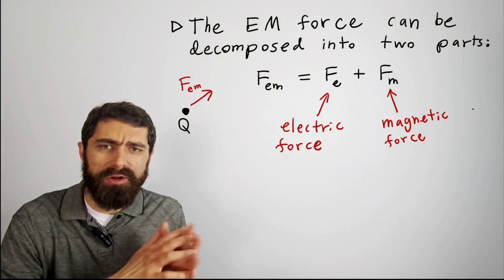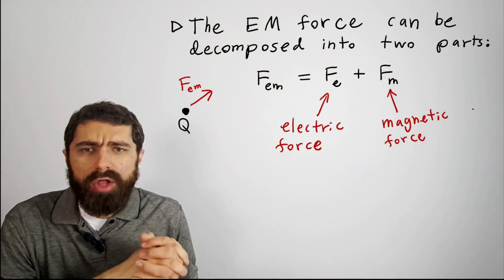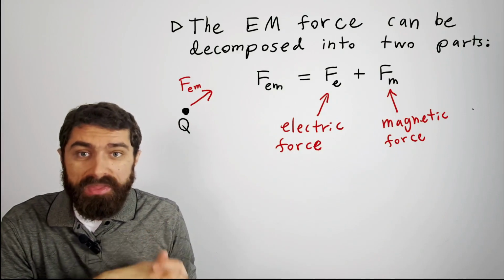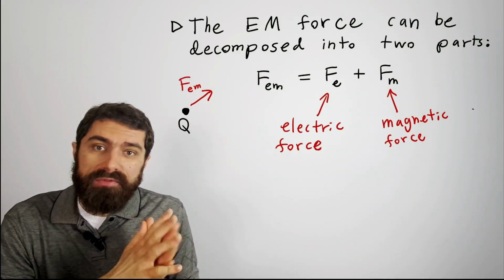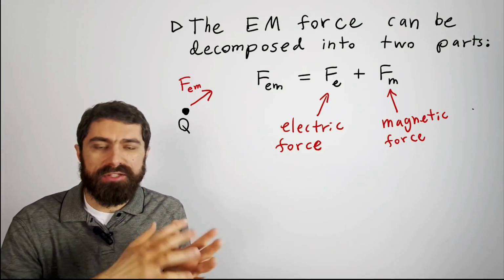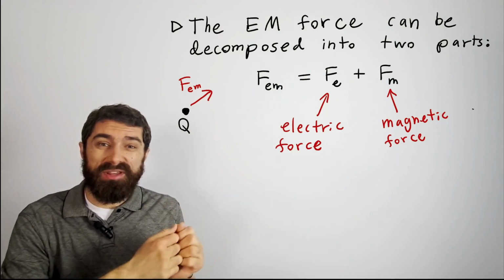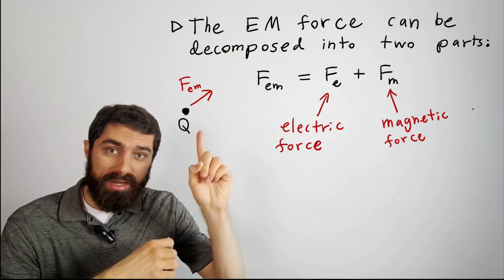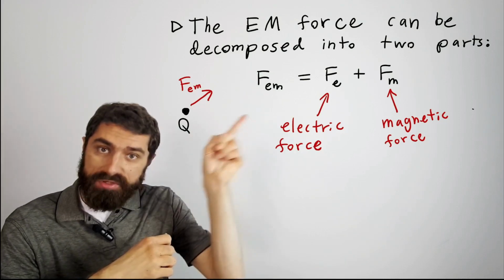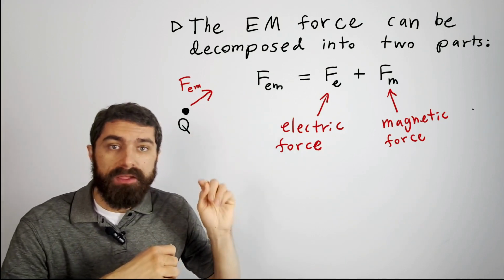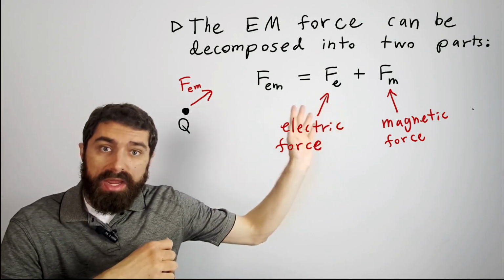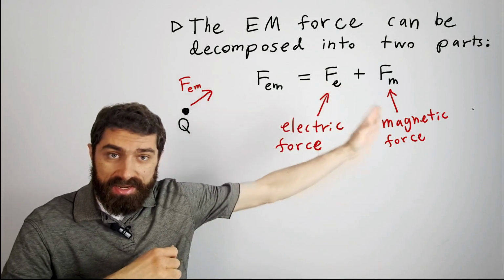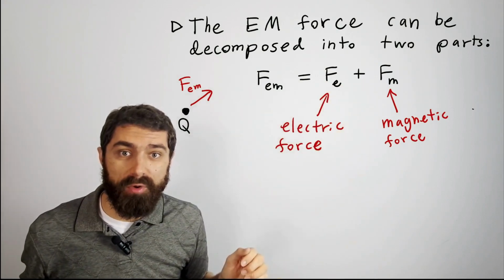So you might be wondering, why is it that we call it the electromagnetic force? So it turns out that you can actually take the electromagnetic force and break it up into two parts. So if you have a charge Q here, and it's experiencing a force due to the electromagnetic force, you can break it up into an electric component of the force and a magnetic component of the force.